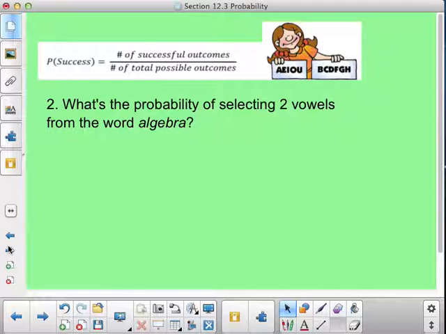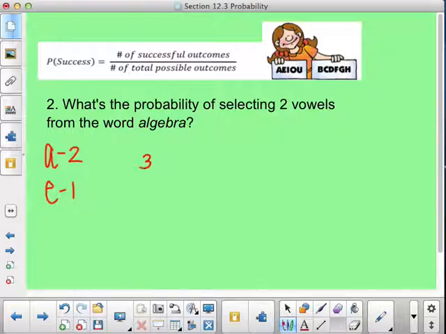So let's look at example 2. What's the probability of selecting 2 vowels from the word algebra? Well, first of all, I need to figure out how many vowels there are. Remember, your vowels are A, E, I, O, U. And so for A, there are 2 A's, and for E, there is 1. So we want to select 2 vowels. There is a total of 3. Order doesn't matter, so that is a combination, so we will be using a combination.